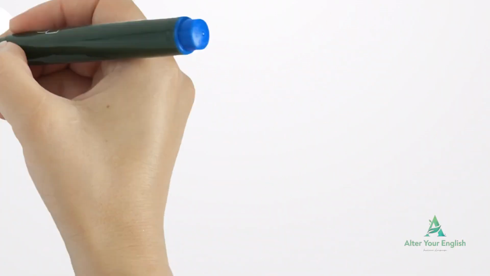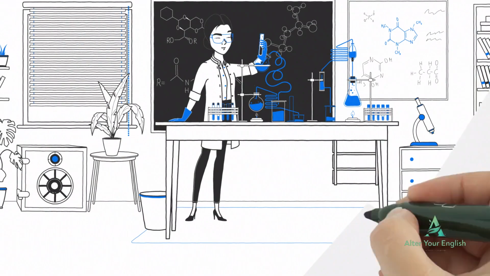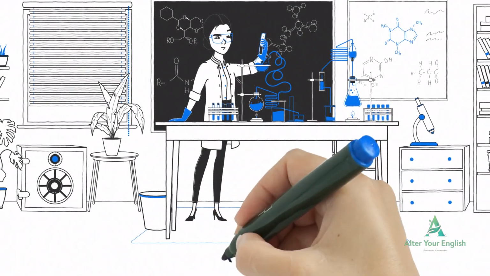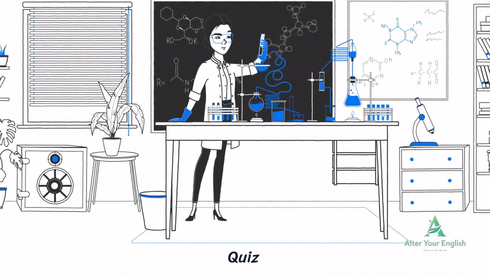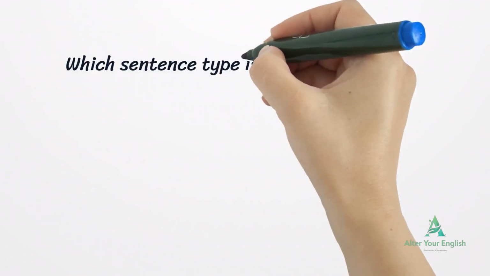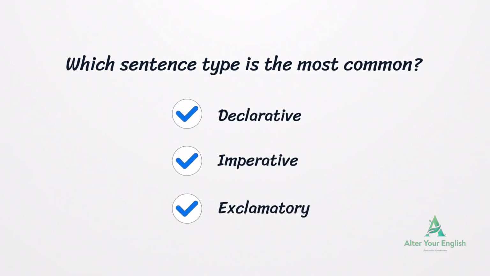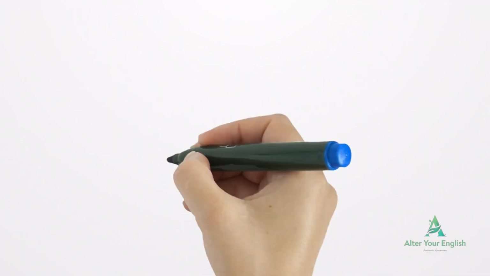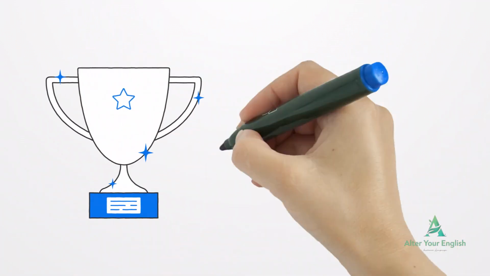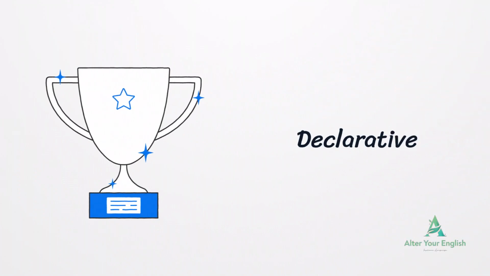And now it's the time to test your knowledge with a small quiz. Question number 1. Which sentence type is the most common? Declarative, imperative, or exclamatory? Now pause the video and think. The right answer will be in your next slide. And the right answer is declarative. Declarative sentences are the most appropriate choice for formal communication and writing.